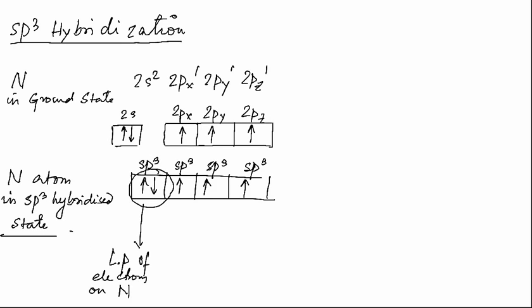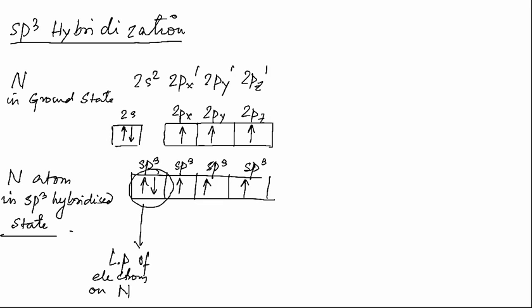The hybrid orbital containing the lone pair of electrons does not participate in the overlapping or the bond formation process, while the remaining 3 hybrid orbitals, being singly filled, overlap with the 3 singly filled 1s orbitals of those 3 hydrogens that are there, giving rise to the formation of the sigma bonds that we have in ammonia.